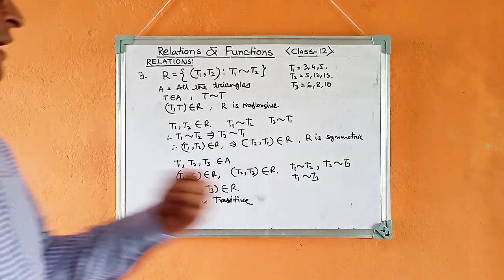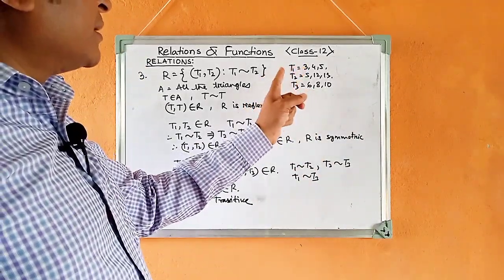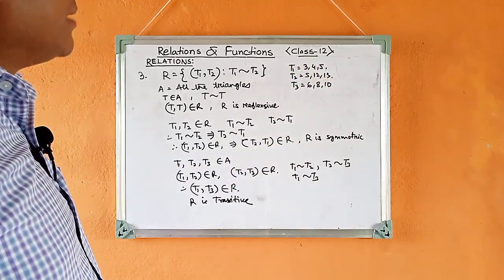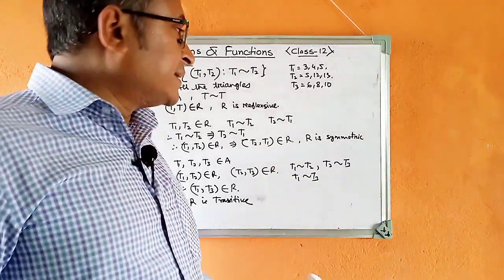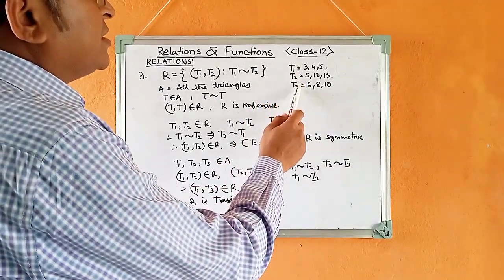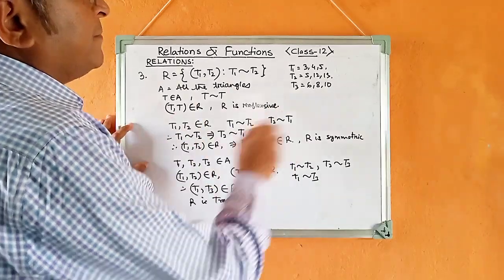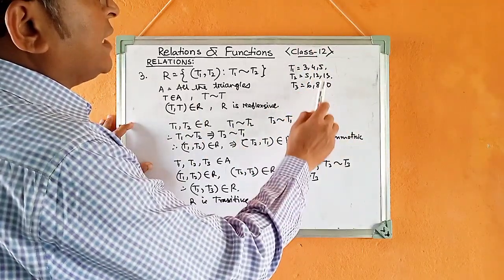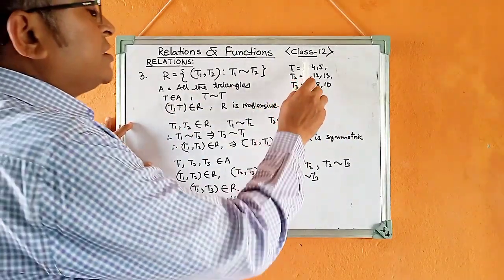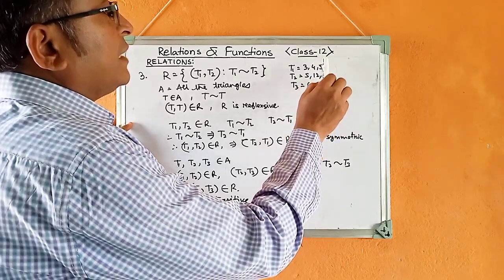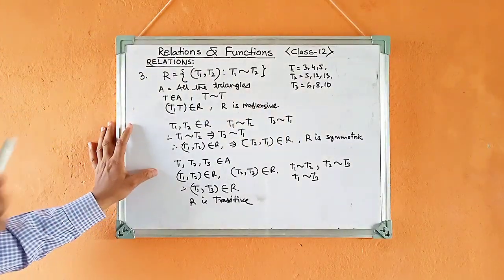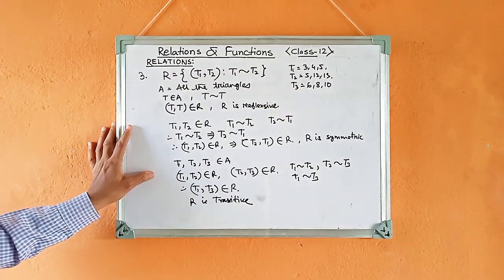Now the next part. Triangle T1 has sides 3, 4, 5, triangle T2 has sides 5, 12 and 13, and the third triangle T3 has sides 6, 8 and 10. Listen carefully. Look at T1 and T3: 3 by 6 is equal to 4 by 8 is equal to 5 by 10. That means all the ratios are half. So T1 and T3 are related to each other, not T2.